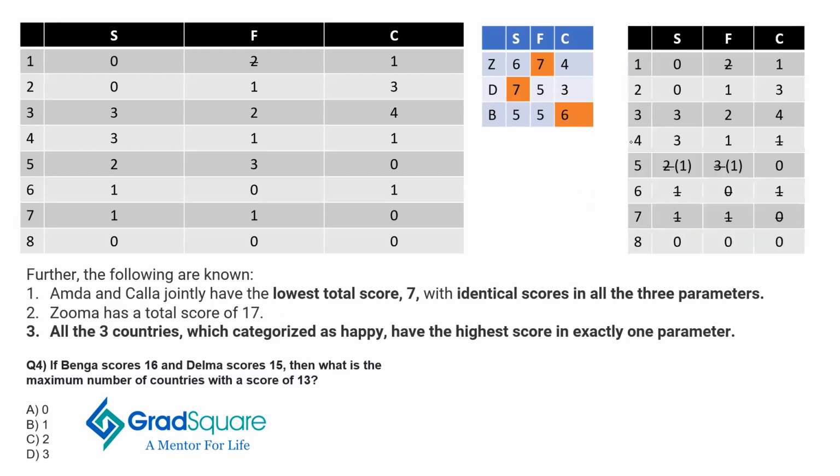Now let's look at how we can figure out how many 13s there are. If you see in this particular graph, 7s are all exhausted, 6s are all exhausted, only 1 5 is left for social security, 1 is left for freedom of choices, and a 4 in corruption is also gone, finished. So how can I make a 13? Only in one way, 5 plus 5 plus 3. That means the answer for this question is going to be 1.